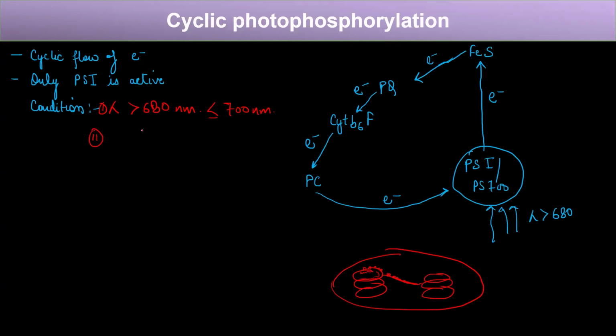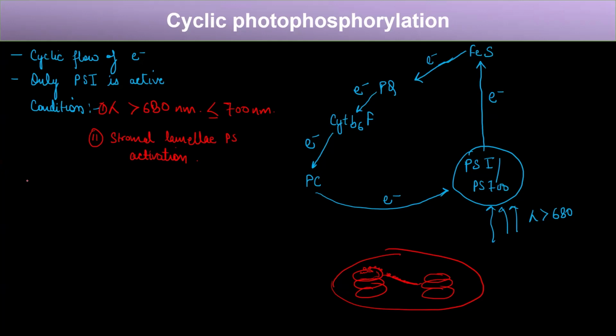So it can also happen during stromal lamellae photosystem activation, when light is just reaching the stromal lamellae. So these are the two conditions in which only PS1 will be active.